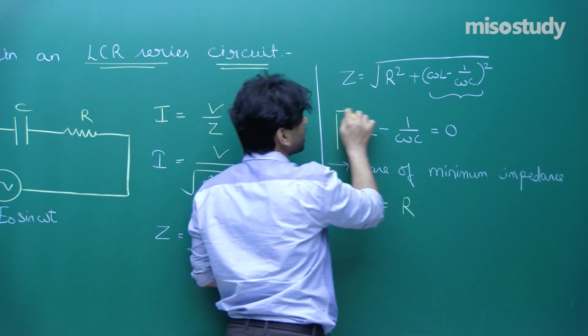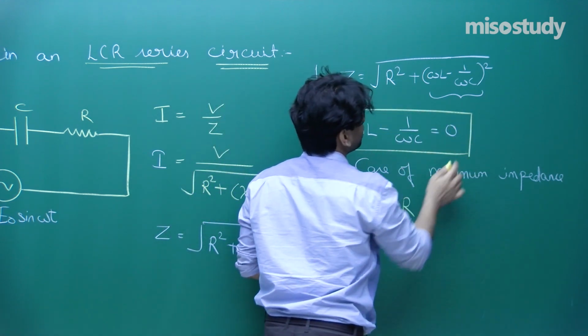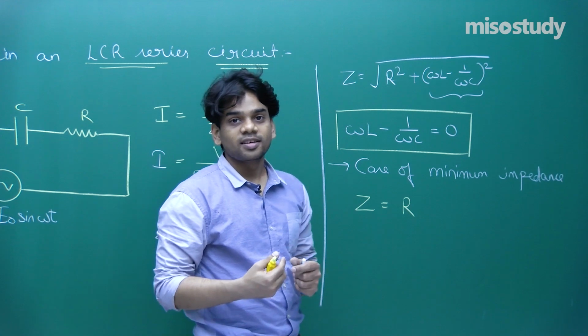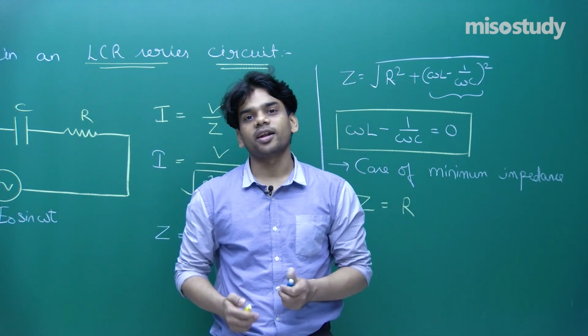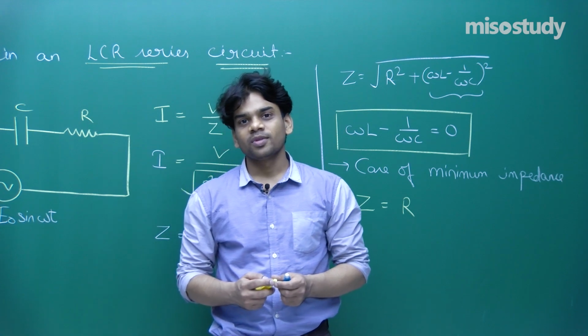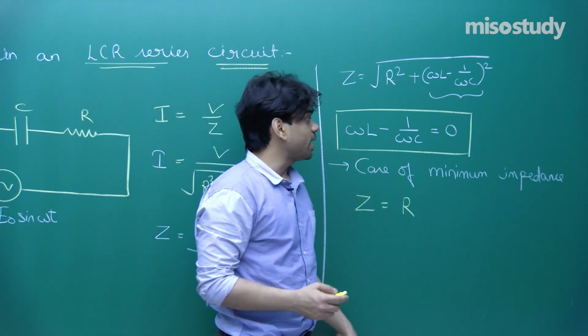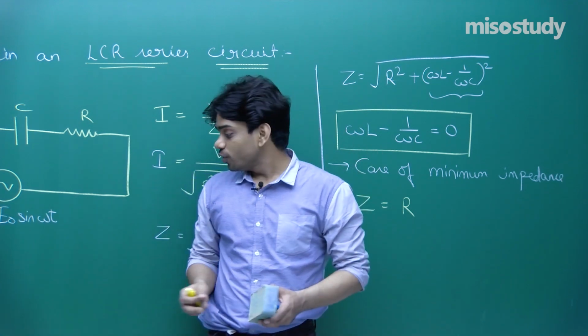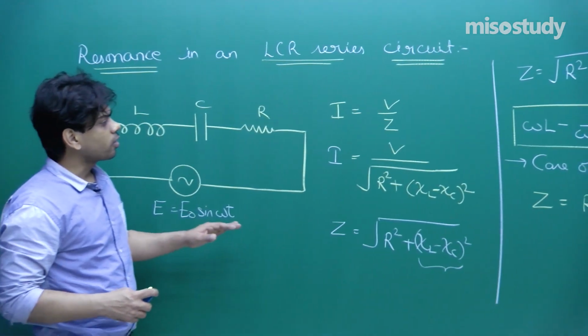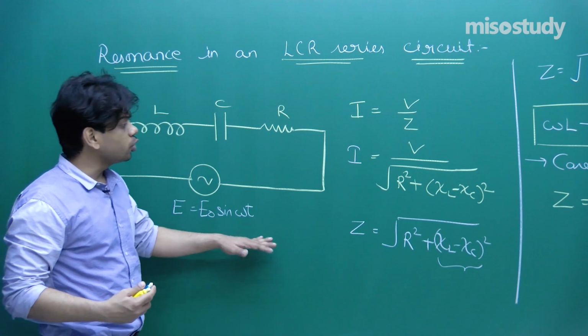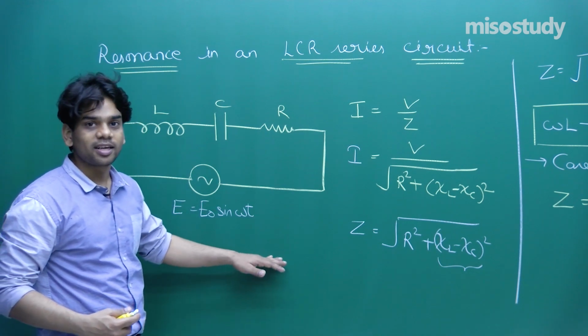If this condition is satisfied, it's a case of resonance. When I say resonance, I mean that it's a case of maximum current you are going to obtain in the circuit. So if the condition omega L minus 1 upon omega C equals 0 is satisfied, we are going to have maximum current through the circuit. So take note till here.